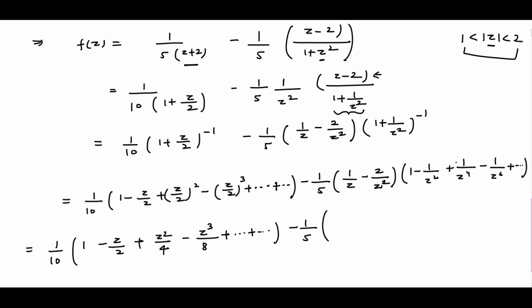So we need to express all the terms in ascending order. First of all, we need to find the term 1/z. So we need to multiply the first term by 1, we will get 1/z. So now we need to find the second term, that is 1/z². So by multiplying this term by 1, we will get -2/z².